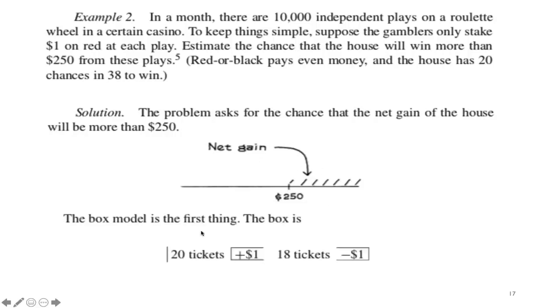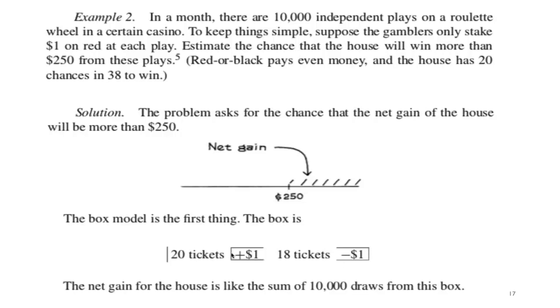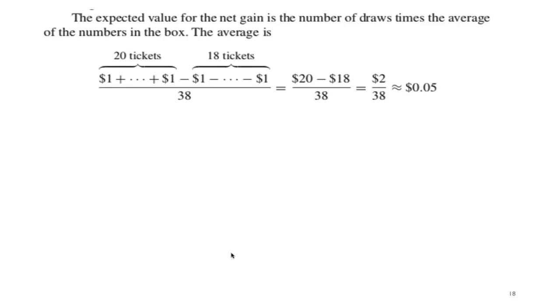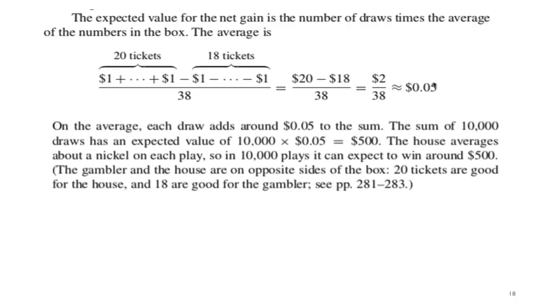So here's a box model. Remember, 20 tickets from the house perspective will give the house a winning dollar, whereas the 18 tickets, where the gambler will win $1. So that means that the house has an advantage in this game. And so again, we find the expected value of how much the house will win per game. We find the average of the box. So adding up all the 1 tickets and all the -1 tickets, divided by 38, we get that the average is 0.05. That means that on average, the house wins about 5 cents per game. And if you play this over 10,000 games, the house expects to win about $500.